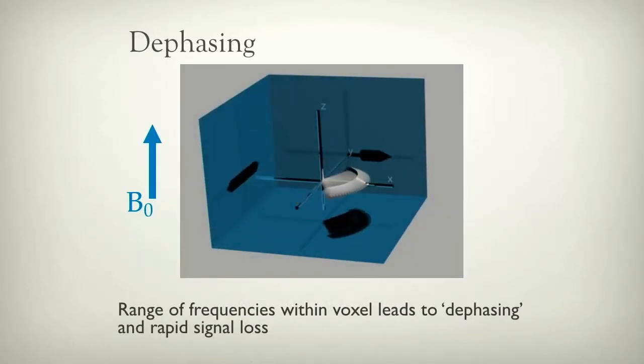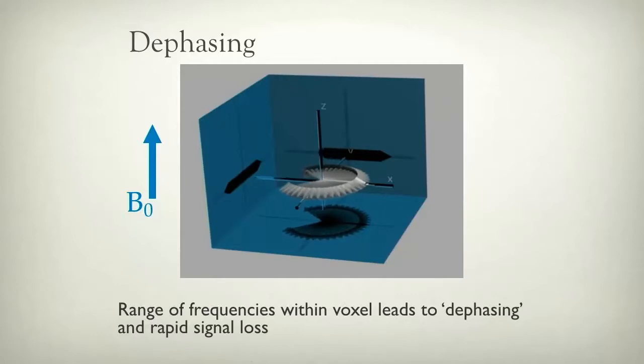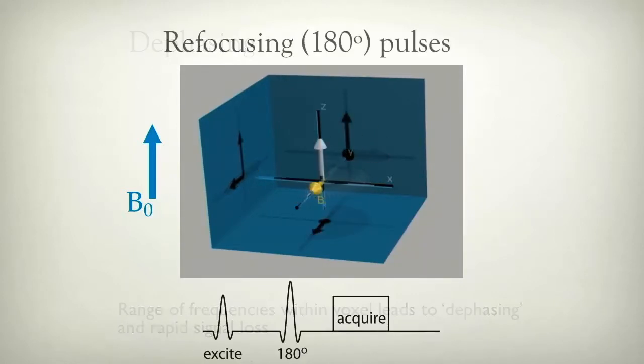And the key effect that's going to create contrast is dephasing. Okay? So dephasing is an effect that happens where we have a range of frequencies for some reason, and there are many different reasons why we might have a range of frequencies, but we have a range of frequencies within a voxel, and so what happens is after excitation that magnetization fans out. So different parts of your voxel precess at different rates, and what that leads to is a rapid signal loss. So the trick that we're going to play then is after excitation, we're going to use what's called a refocusing pulse.